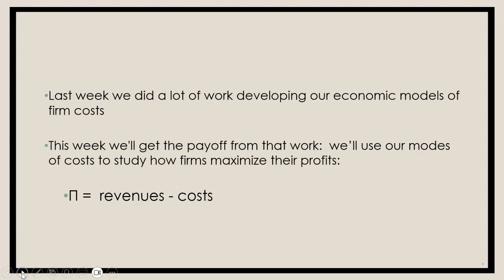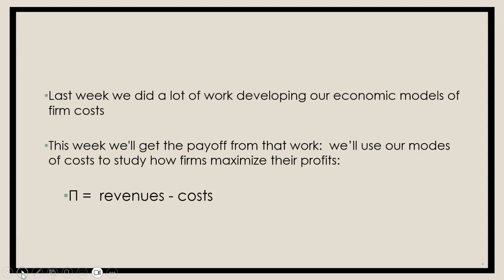Okay, so last week we did a lot of work developing our economic models of firm costs. Remember, we started with our models of production, and from that we figured out what average total cost, average variable cost, marginal cost, and the like, how that would vary for the firm across different levels of output. This week, we'll get the payoff from all that work. We're going to use our models of costs to study how firms maximize profits.